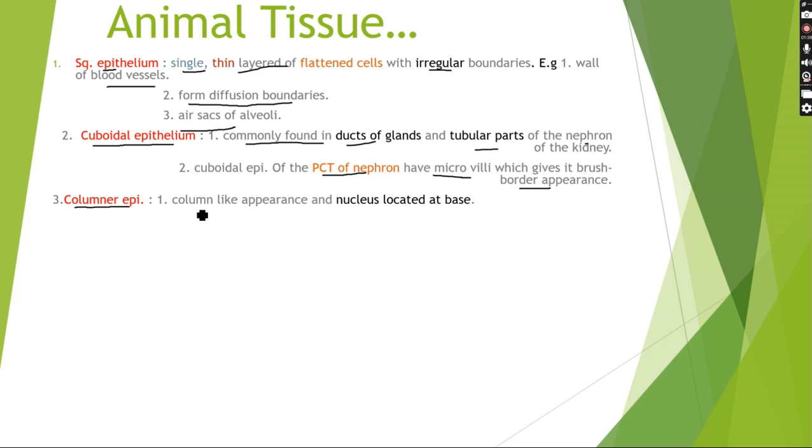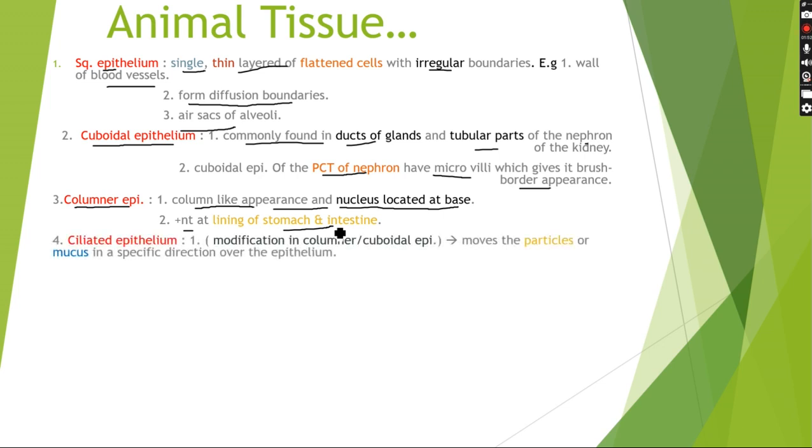And then simple columnar epithelium. इसमें first one, this is like have column-like appearance, और ये most important point है कि nucleus is located at the base, okay, and then it's present at the lining of the stomach and intestine.